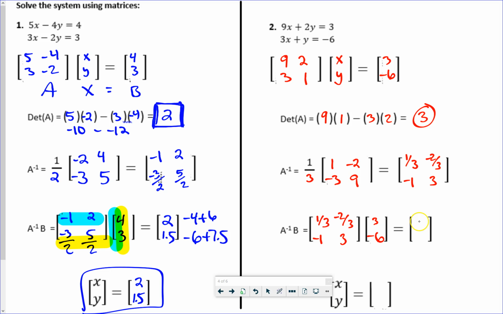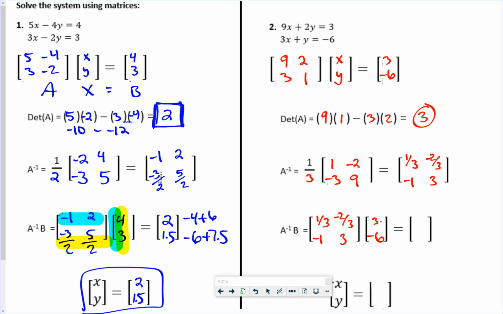So you do the thing, and then you get negative 2 and negative 14. Or you have to solve it, and you get negative 2, negative 14. Okay, what's 1/3 times 3? It's okay. What's 1/3 times 3?